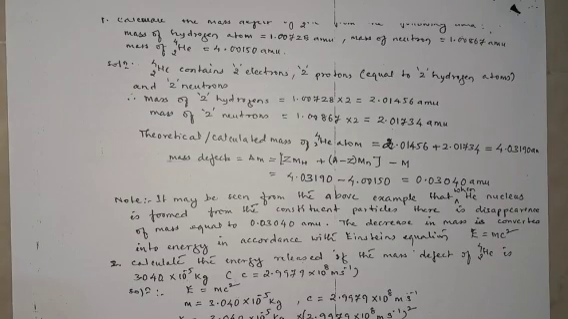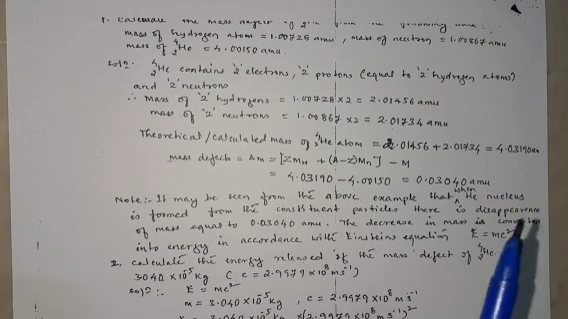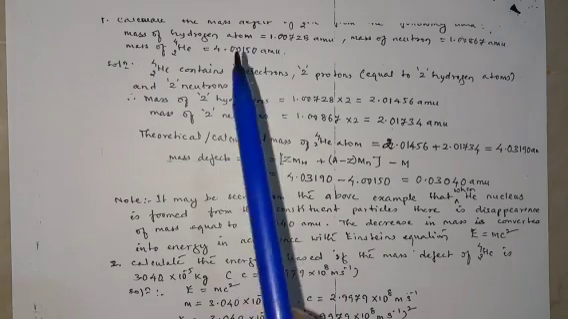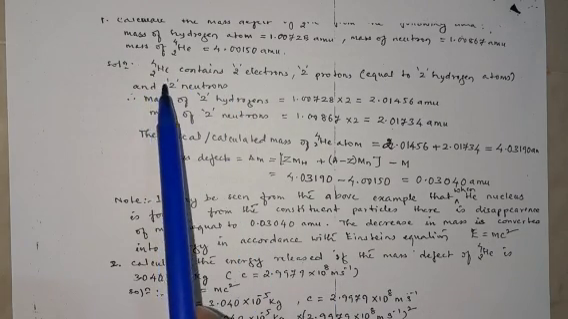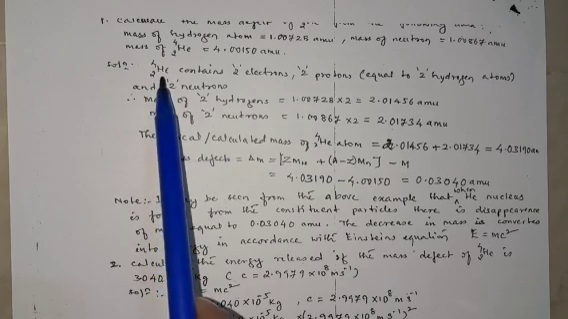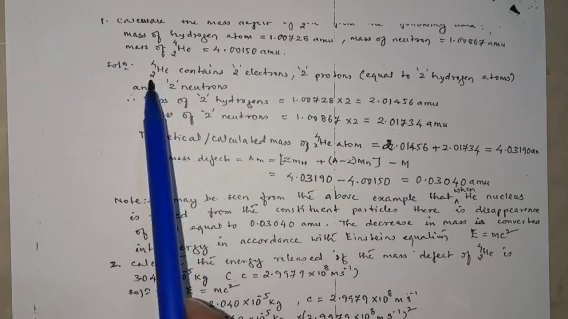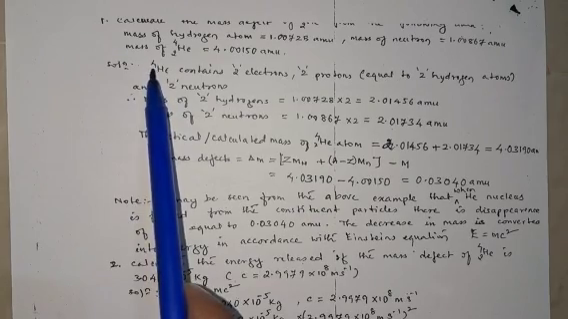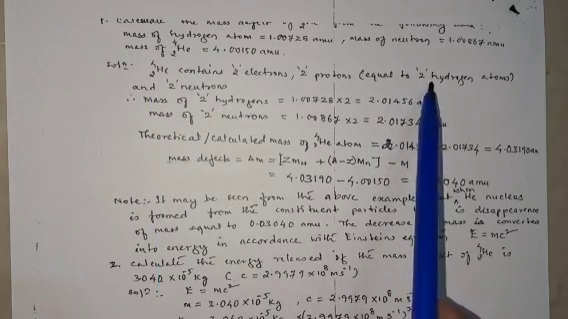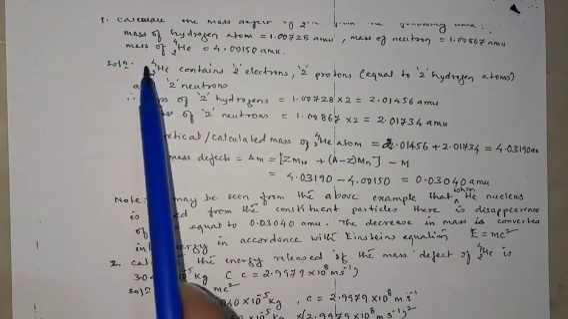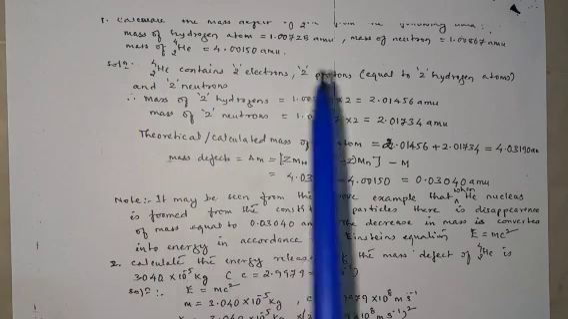Hello dear students. Today, let us calculate the mass defect. Let us calculate the mass defect for the helium nuclei. Helium contains 2 electrons and 2 protons. The 2 protons are equal to the 2 hydrogen atoms, and 2 neutrons. Therefore, the mass number of helium is 4 and the atomic number is 2.